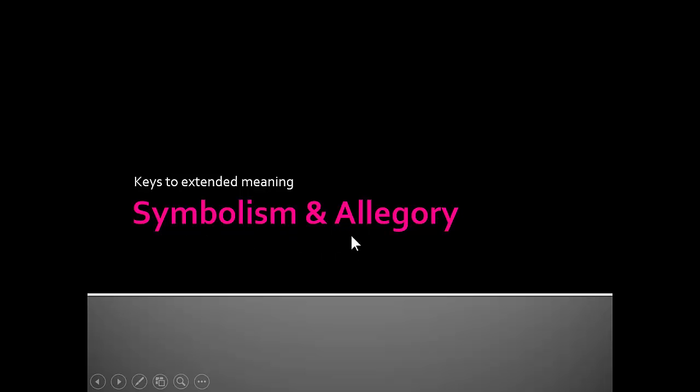So what are these pieces and why are they in here? What do they do for us? They're tools, right? These are just more tools on the tool belt of the writer. They're different ways that the writers extend meaning, because sometimes you want to present ideas inside of your writing that are below the surface.